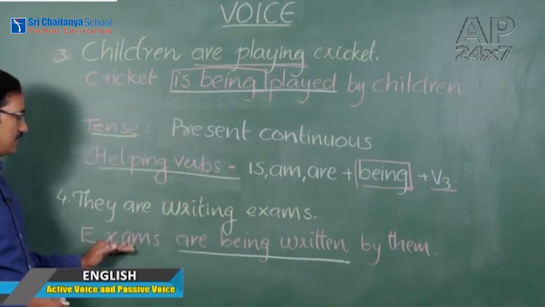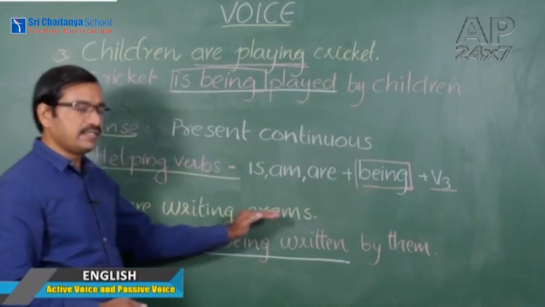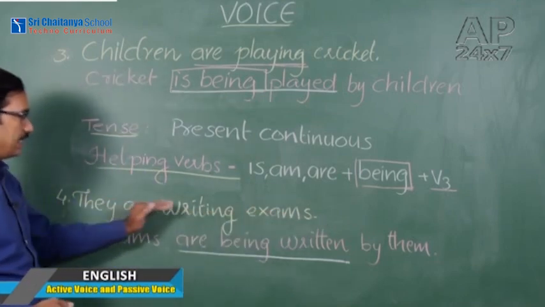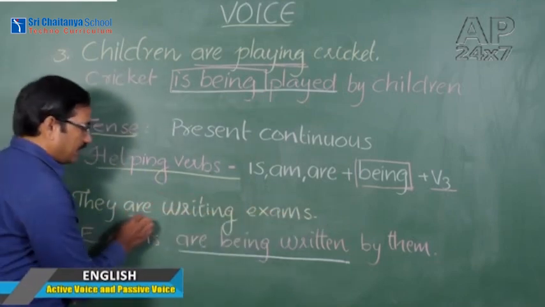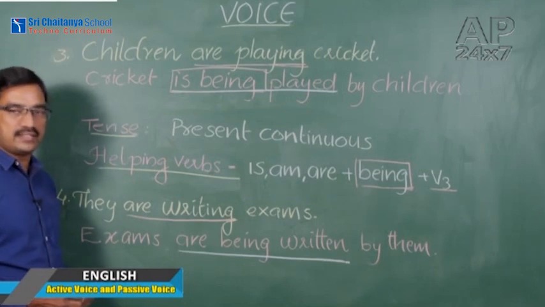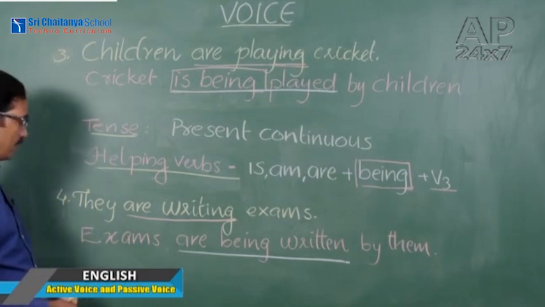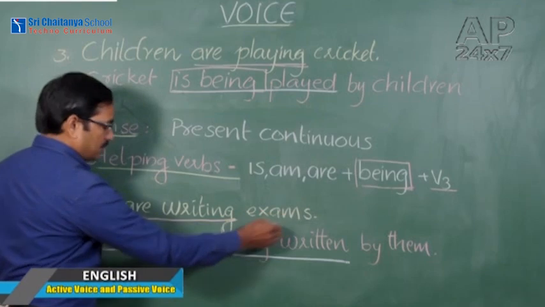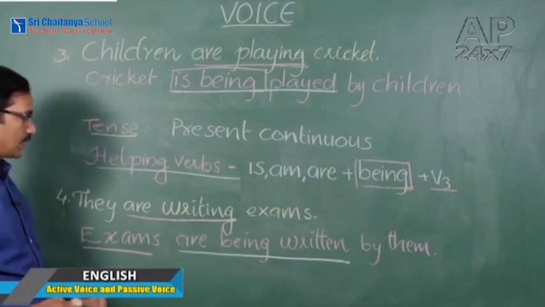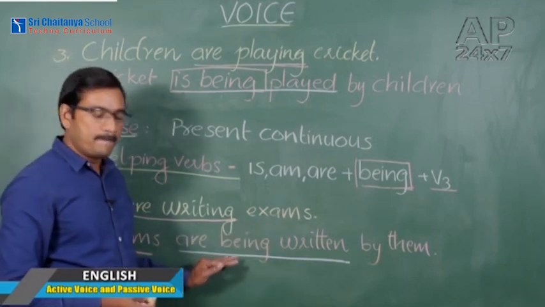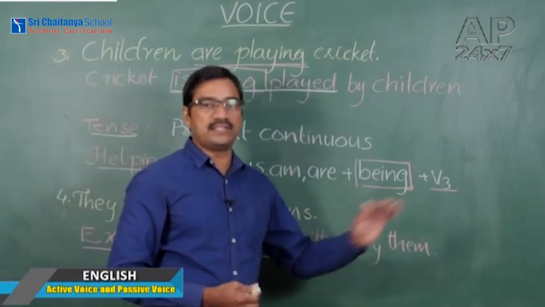One more example we will see here. They are writing exams. So this is the continuous form. Are writing is the present continuous form. And now we change the object into the place of the subject. Exams are being written by them.